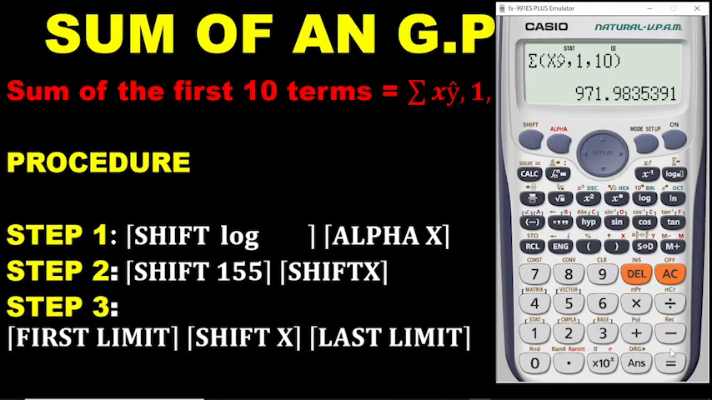How about supposing we were asked to find the sum of the first, let's say, 18? That means you need to have summation X, Y cap, comma 1, and then comma, then here should be 18. So you only go back and edit to have 18 there. So the sum for the first 18, when you press equal, you are going to get this particular answer.